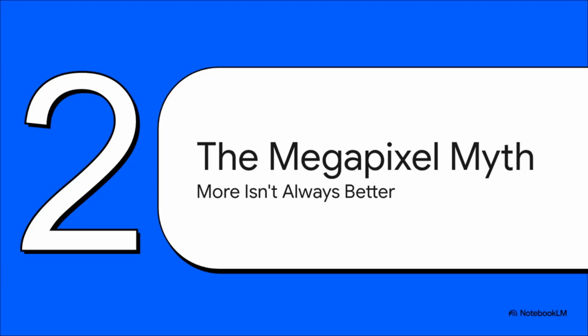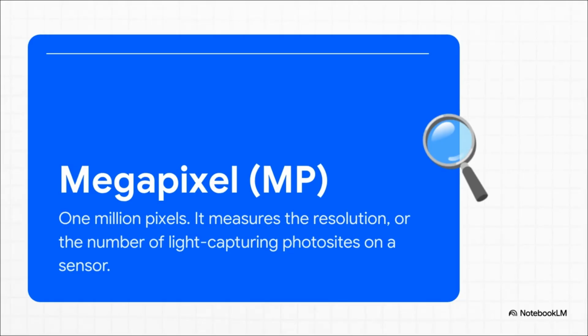Okay, first things first, we have to tackle this huge misconception that marketing departments absolutely love, the megapixel myth. We've all heard it, right? More megapixels equals a better camera. Well, that's not just an oversimplification. A lot of the time, it's flat out wrong. So what even is a megapixel? It's really just a measurement of quantity. 1 megapixel is 1 million pixels, those little light-capturing dots on the sensor.